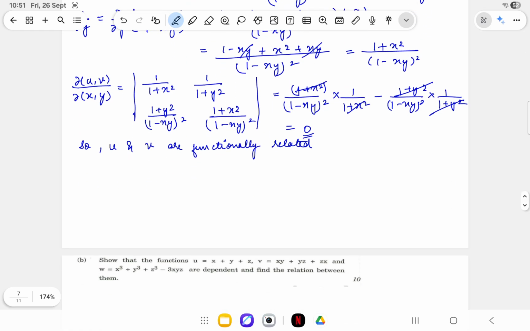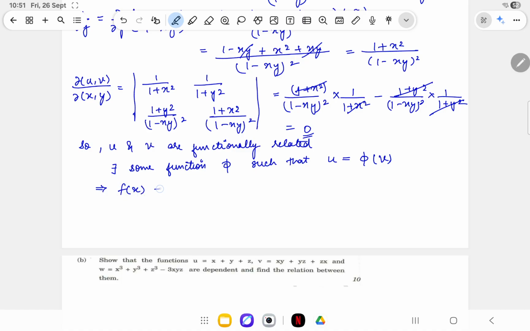So if u and v are functionally related, then there exists some function phi such that u is equal to phi of v, right? Now let's just plug in values of u and v, so that will basically give us f of x plus f of y is equal to phi of (x plus y) divided by (1 minus xy).